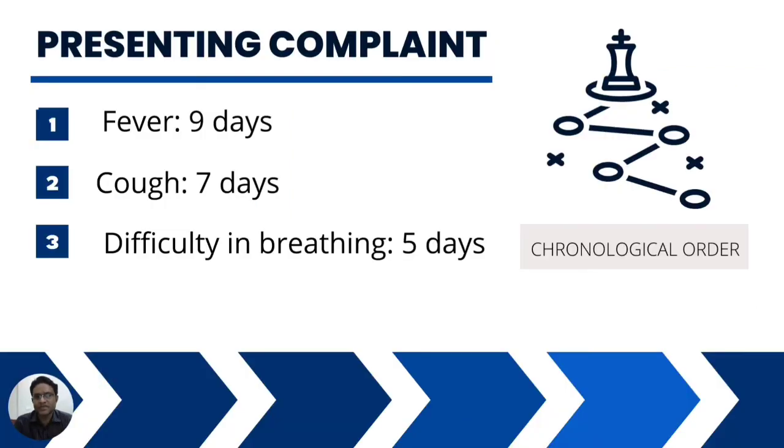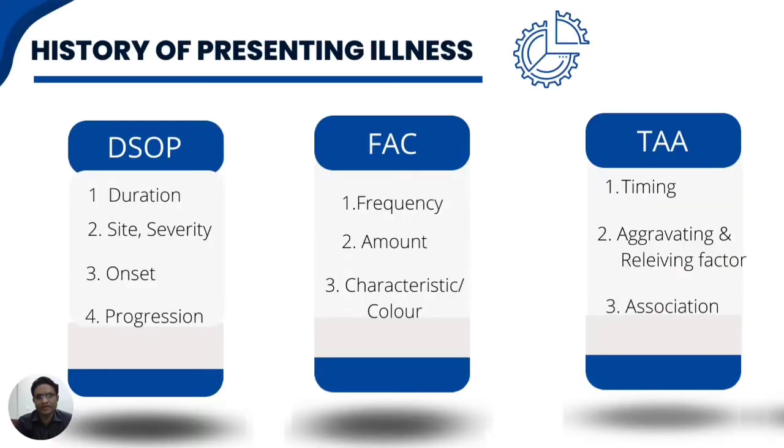Second is presenting complaint and history of presenting illness. Presenting complaint should be recorded in chronological order of their appearance and in the informant's or patient's own words. For example, fever for 9 days, cough for 7 days, difficulty in breathing for 5 days. Presenting complaints are usually not more than 3. Next is the history of presenting illness.